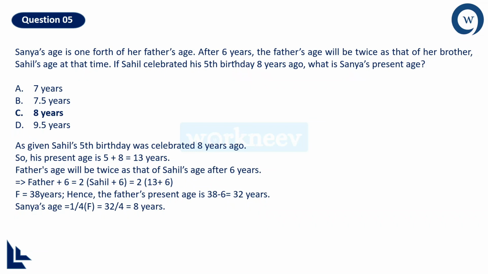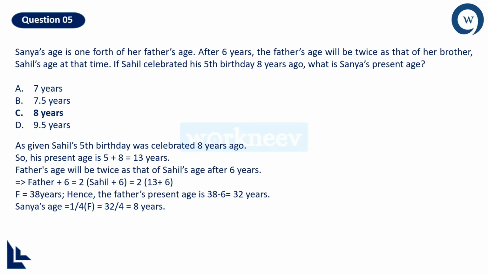After this, we have to go to the second part of the problem statement. After 6 years, father's age will be twice as that of Sania's brother Sahil's age at that time. That means after 6 years, what will be the age of Sahil? 13 is the present age. After 6 years, it will become 19. Then what will be the age of the father? It is 2 times, right? 38 will be the age of father.